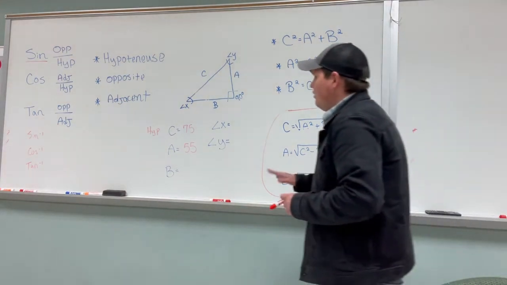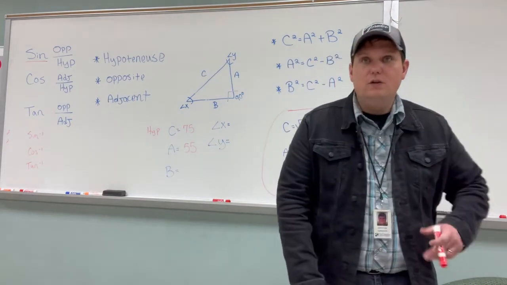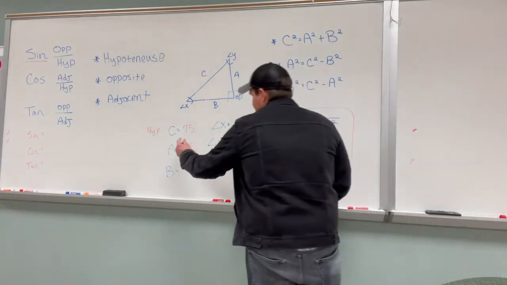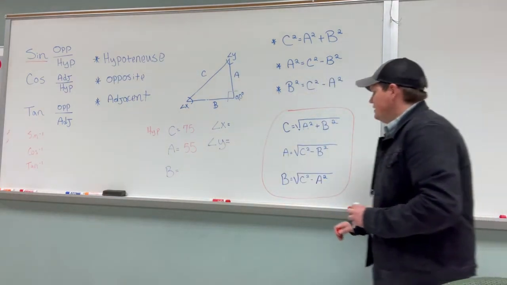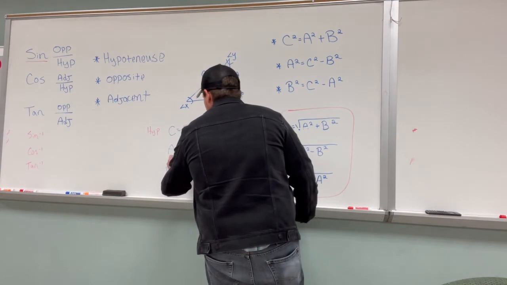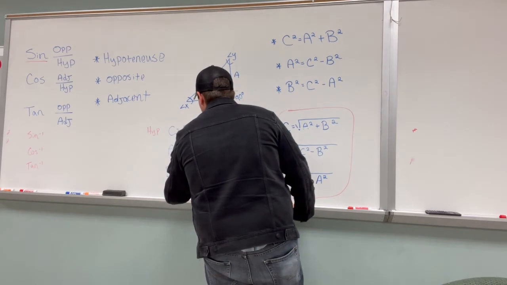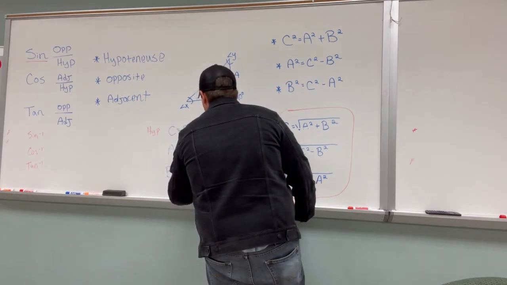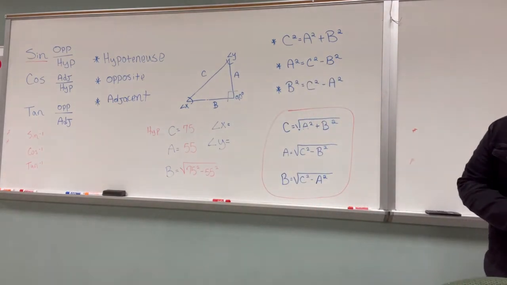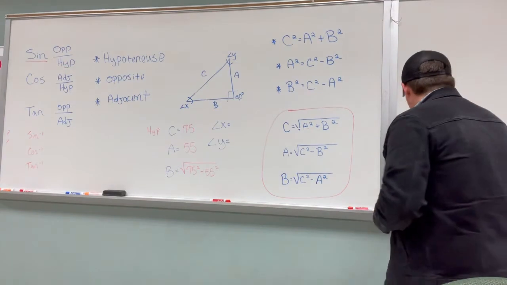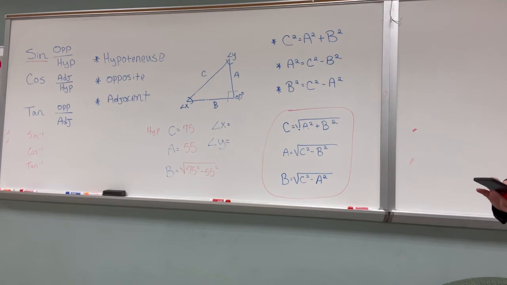So first thing off, what we would do is we would go ahead and find B. So if I have C and I have A, I can find B, and I can use Pythagorean Theorem. So B equals the square root of 75 squared minus 55 squared. So that's going to give me side B. Okay, so I'm going to go ahead and give y'all just a moment to get that.